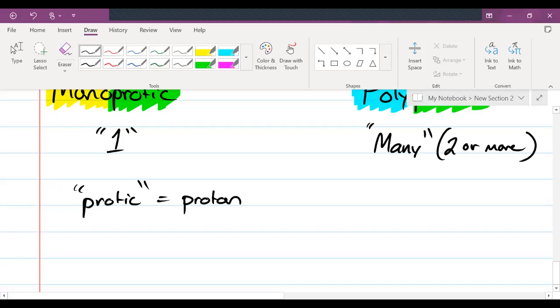Remember that a proton is a positively charged ion? Keep this in mind. A hydrogen ion is equal to a proton. They are the same thing. It's a positive one charge, no electrons. It's the same thing as a proton.